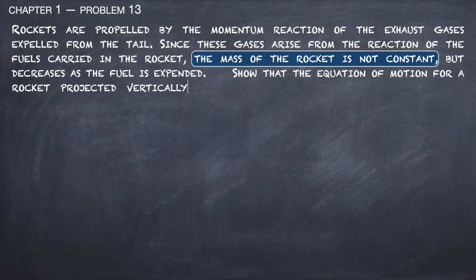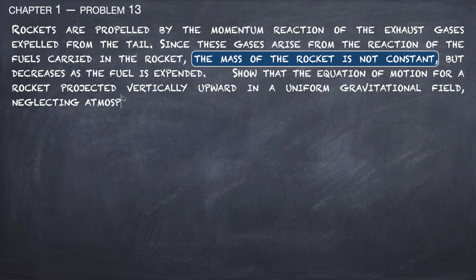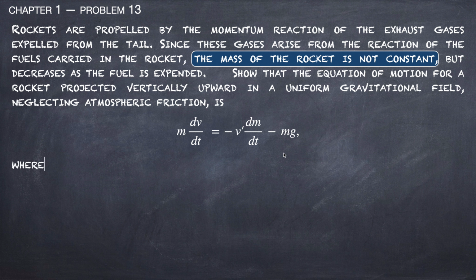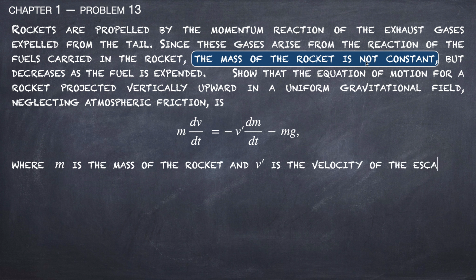Our first goal is to show that the equation of motion for a rocket projected vertically upward in a uniform gravitational field, neglecting atmospheric friction, is m dv/dt equals the negative of v prime dm/dt, subtracted by mg, where m is the mass of the rocket, the mass which is not constant, and v prime is the velocity of the escaping gases relative to the rocket. And of course, v is the velocity of the rocket.